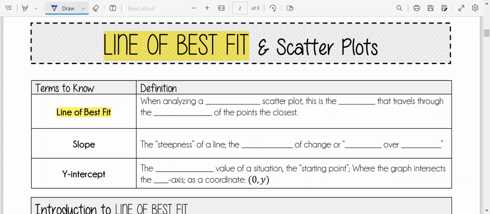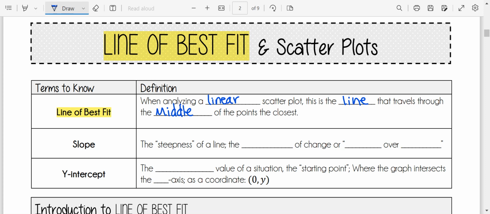So when analyzing a linear scatter plot, remember linear means a straight line. This is the line that travels through the middle of the points the closest. So it's not going to go through every single point, but it's going to be towards the middle of most of the points on our scatter plot.